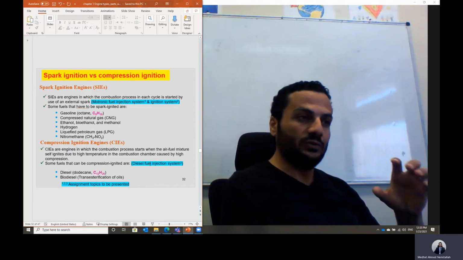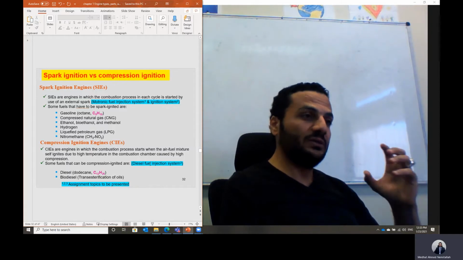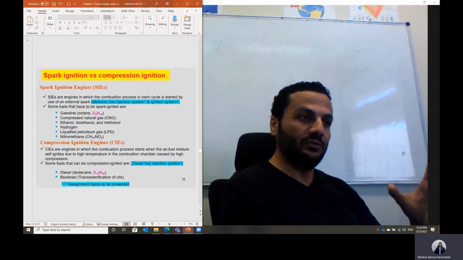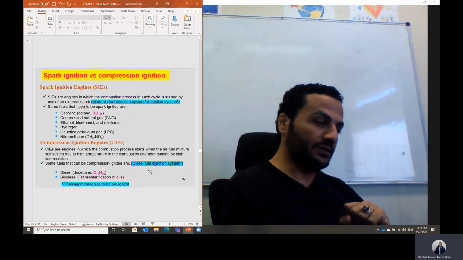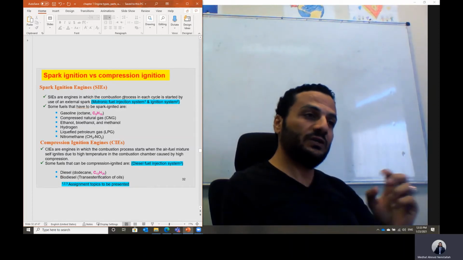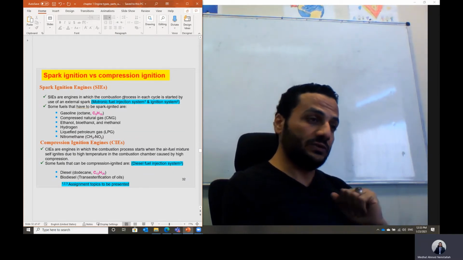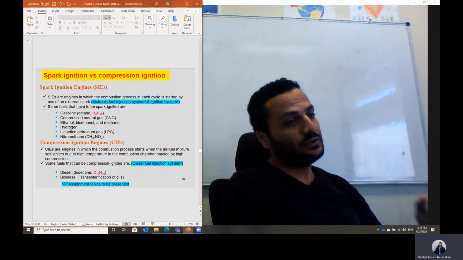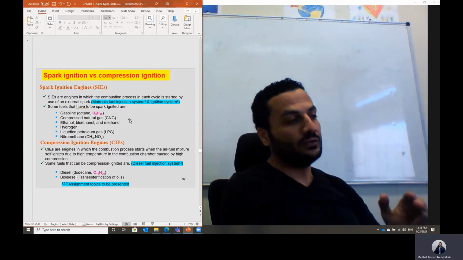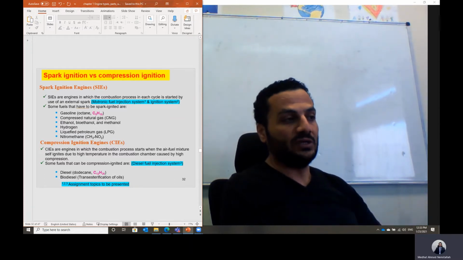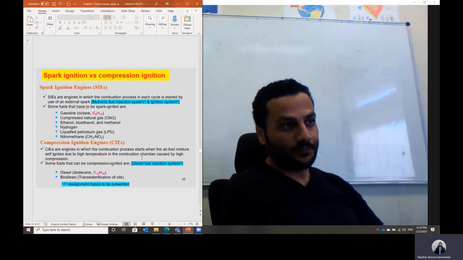But in case of diesel engine, the accelerator pedal is not connected to a throttle valve. It is connected to the fuel pump, and the fuel pump controls the amount of fuel to be injected to the system, and we don't have a throttle valve in case of diesel engine. So in case of gasoline engine, we control the amount of air through the throttle valve, which is connected to the accelerator pedal. And in case of diesel engine, the accelerator pedal is connected to the fuel pump. So it controls the amount of fuel.